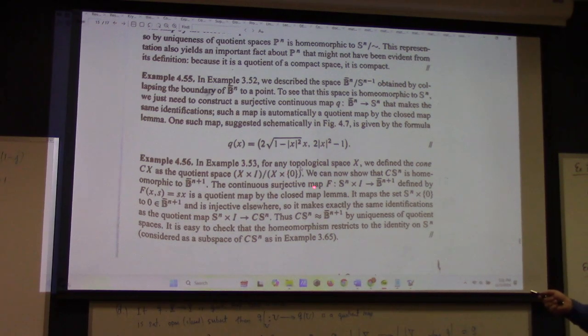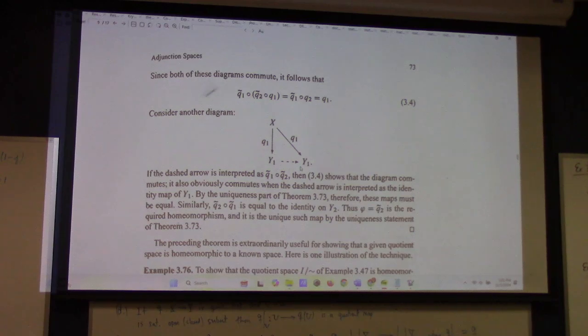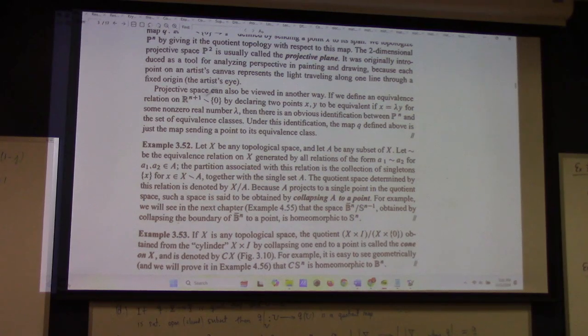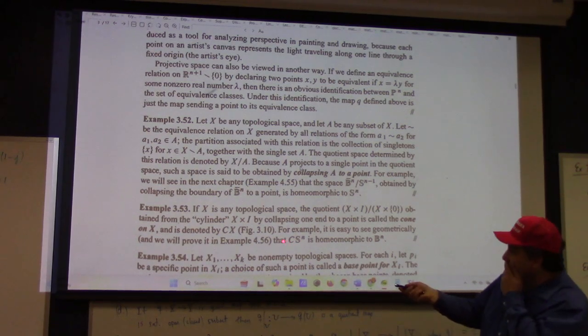So here, oh my goodness, yes. Sorry guys. In example 3.53, we had the cone, right? Now we can show that the cone of Sn is homeomorphic to the closed ball B bar n plus 1. What did it say before? Yeah, that is a cone on Sn. See here, example 3.53. CSn is homeomorphic to Bn.